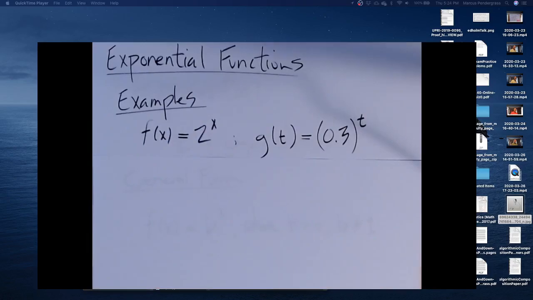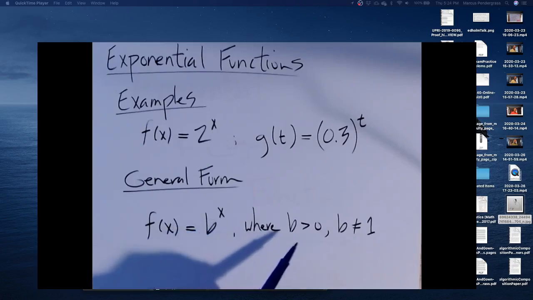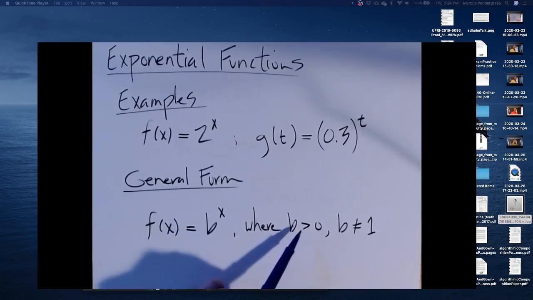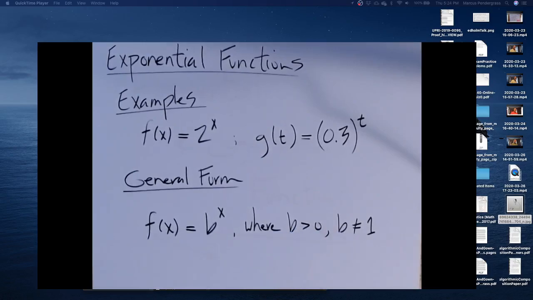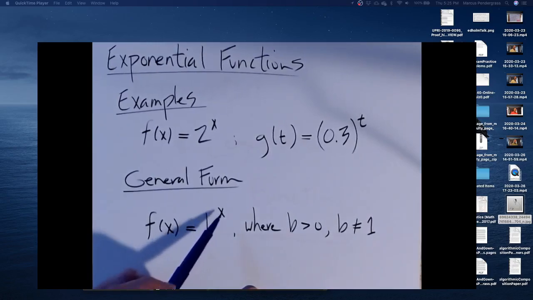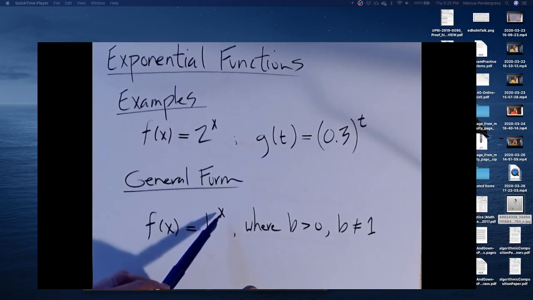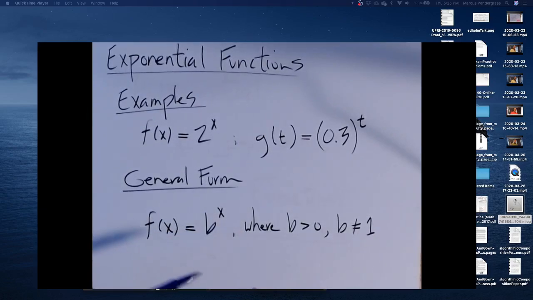And so the general definition would be f of x is some constant, which I'll call b, raised to the x power. And here we're going to assume that the base b is bigger than 0 and it's also not equal to 1. The reason for that is, first of all, if b were negative, like say negative 1, then you might run into problems if the exponent x is something like, say, a half. Then you've got negative 1 to the 1/2 power. That's the square root of negative 1, which isn't even defined.